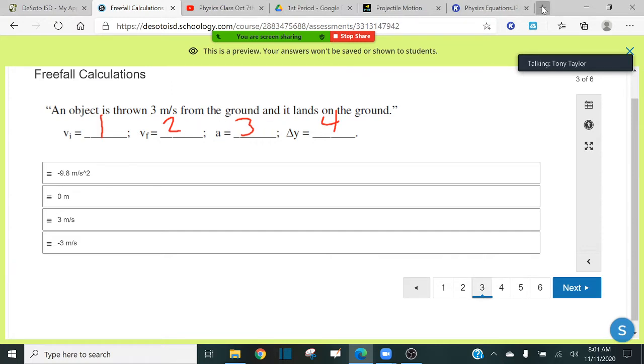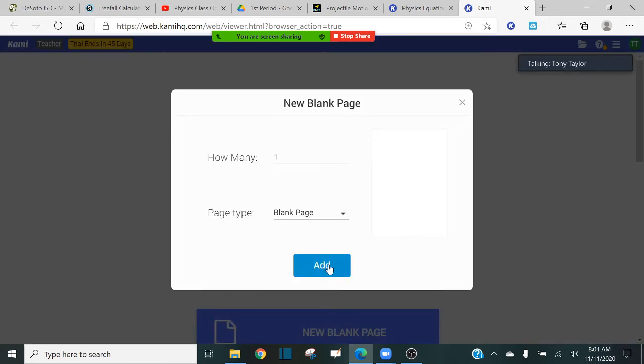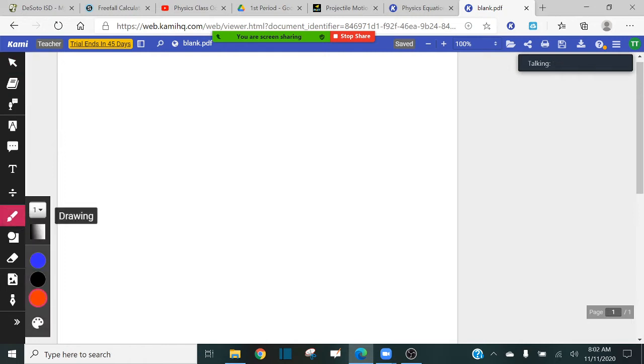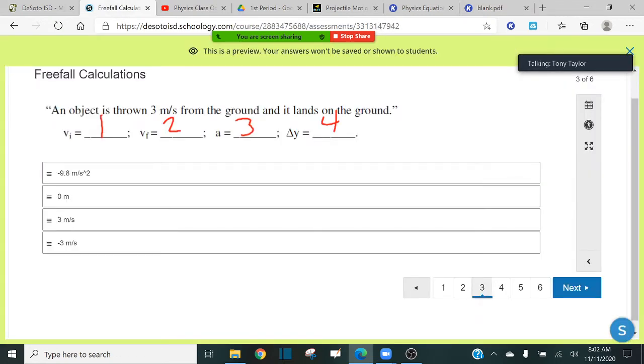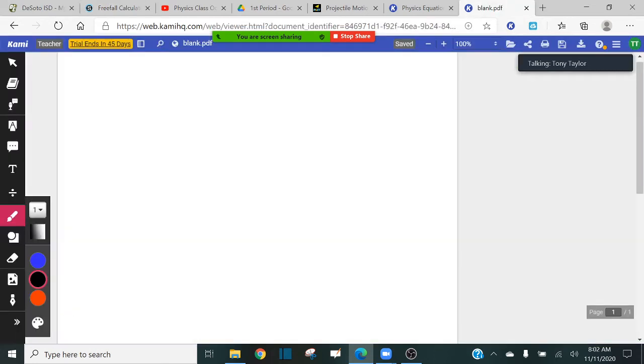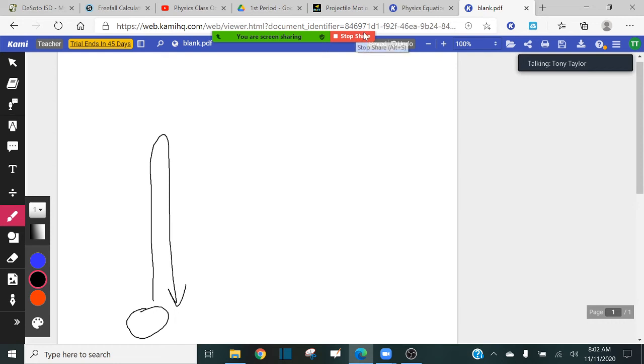Let me draw a picture of what's happening here. It says we have an object. Our object is thrown 3 meters per second from the ground and it lands on the ground. So we basically have a projectile here. Imagine some sort of ball. It goes up, comes to a stop, and then it comes back down. So it's pretty much in free fall.